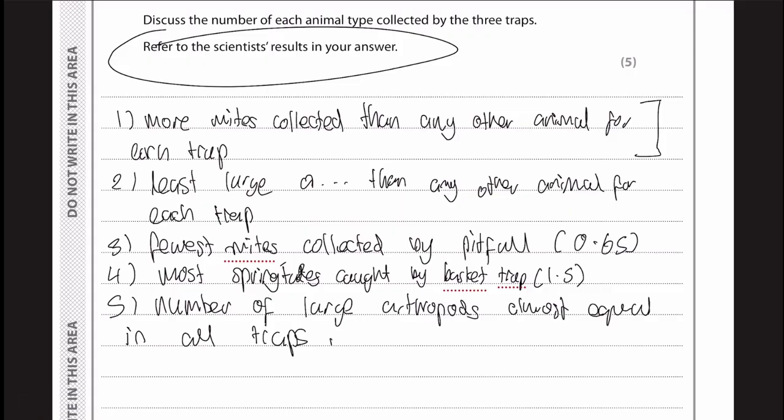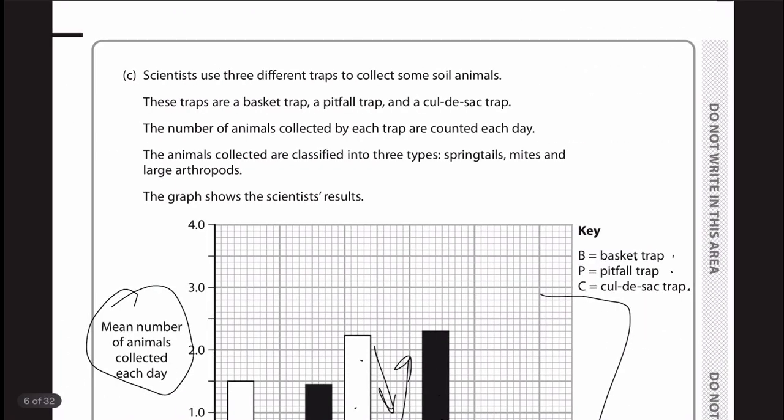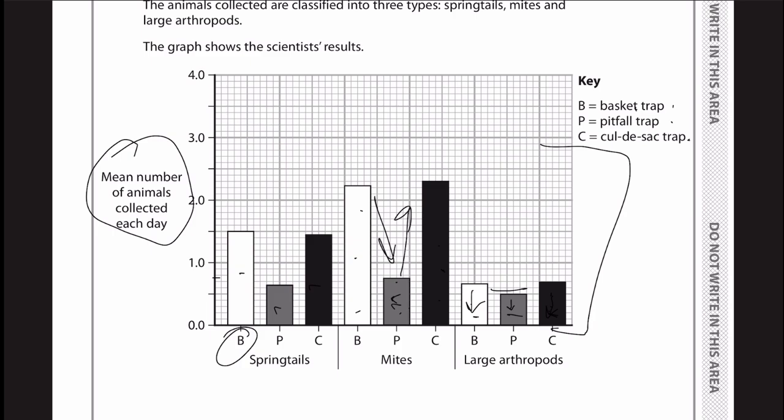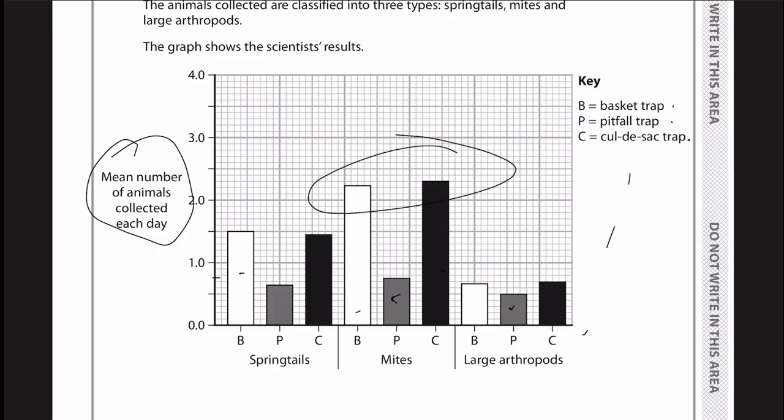If you want some other answers, I'll show you while looking at the graph, and I'll clear up the graph for you. You could have said that there's a little difference in mite number between the basket trap and the cul-de-sac trap. We briefly touched on that earlier, but it's between these 2, little difference there. You can also talk about how there's a little difference between the springtails in those 2 traps as well. You could also mention fewer springtails caught by the pitfall trap.